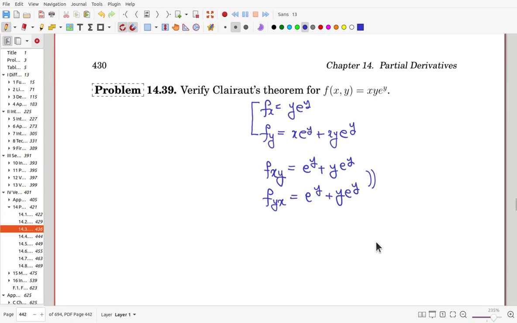Once the second derivatives are continuous, then the order of differentiation is not important. Yes, you can always get the same result.